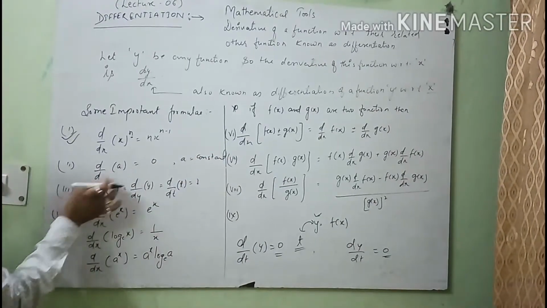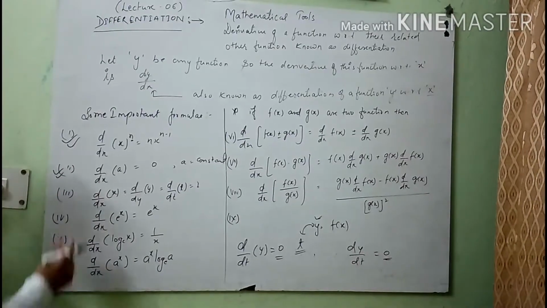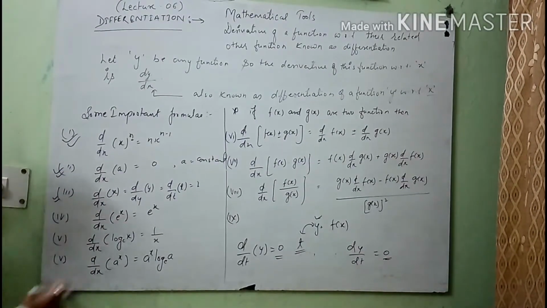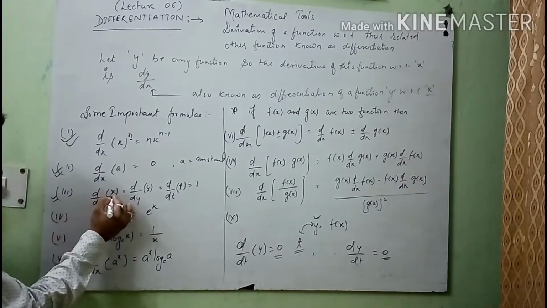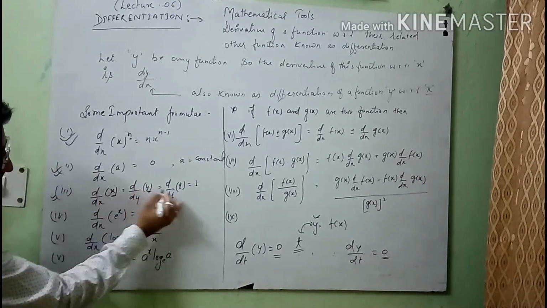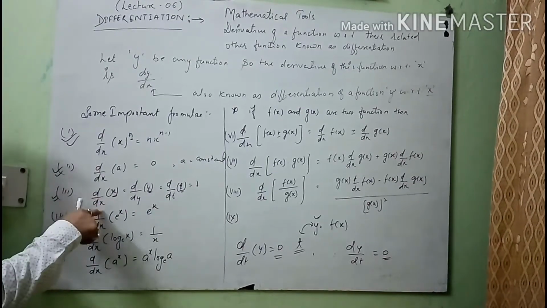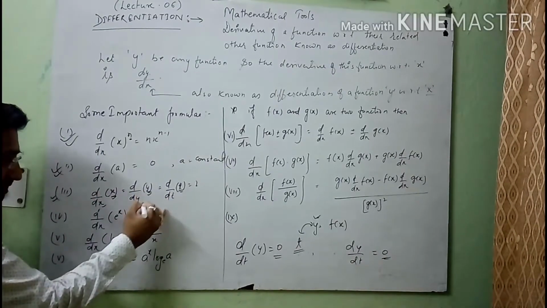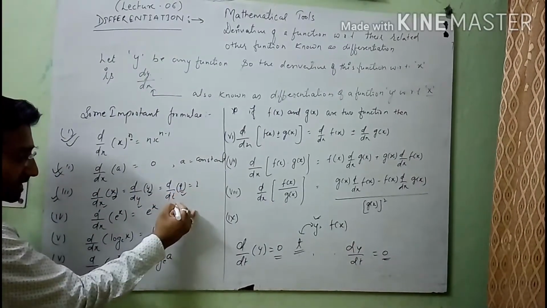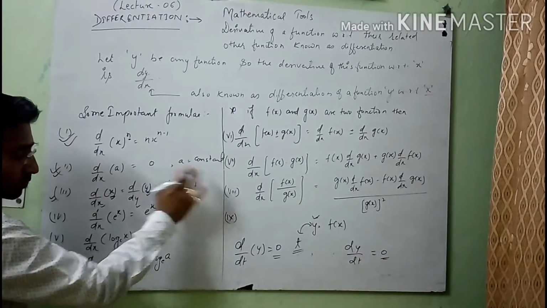So when we differentiate any constant number, the result will be 0. This is also important for you. And the third formula: if we are differentiating any linear function x, y, t, with respect to the same variable, meaning when we differentiate x with respect to x, y with respect to y, t with respect to t, then we get the value 1.